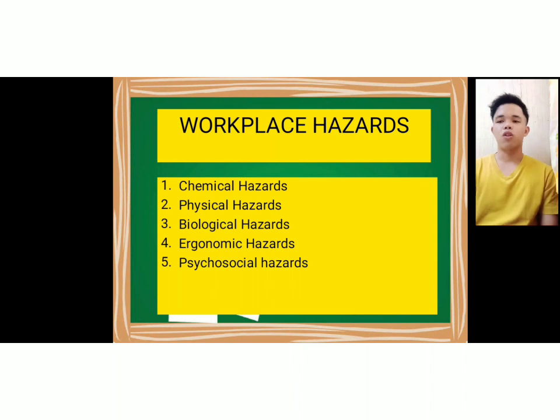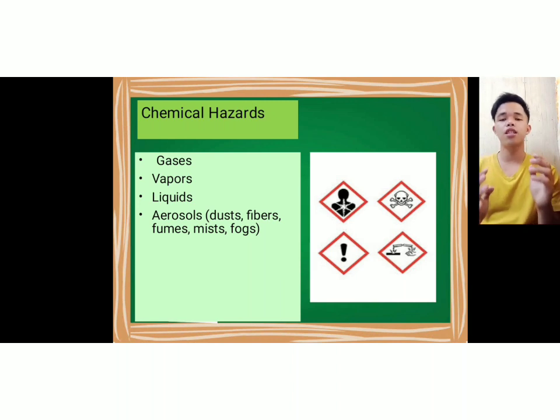There are 5 types of workplace hazard. First is chemical hazard, 2. Physical hazard, 3. Biological hazard, 4. Ergonomic hazard, and 5. Psychosocial hazard. A chemical hazard is any substance that can cause a health problem when ingested or inhaled. Best examples are gases, vapors, liquids, and aerosols.